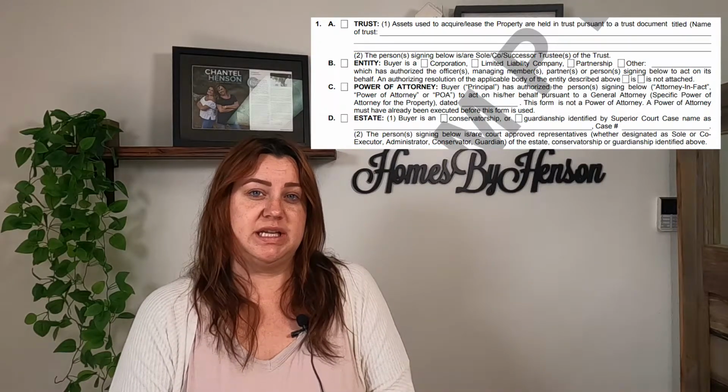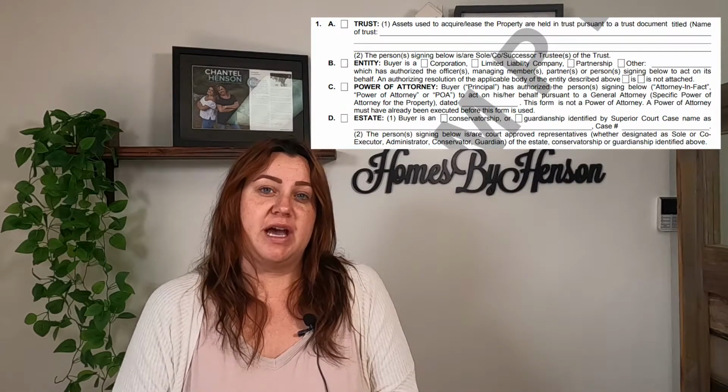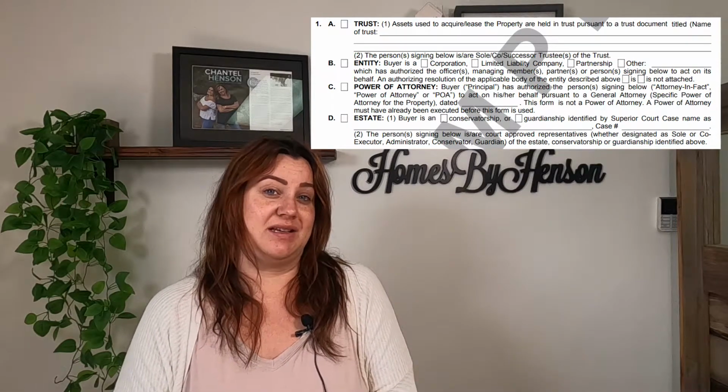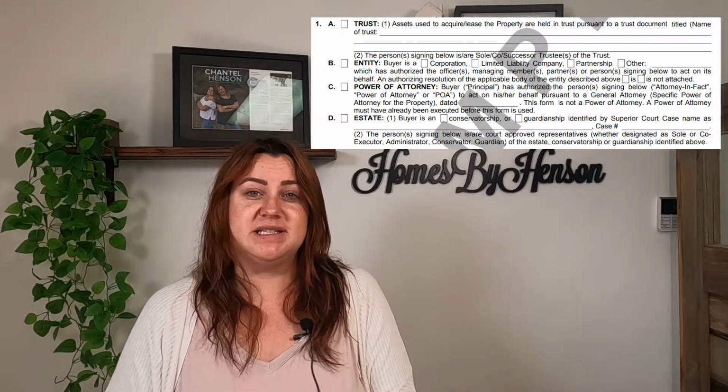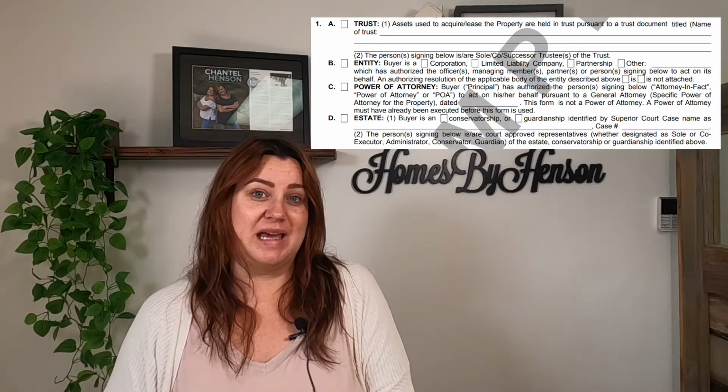And the last option is D, estate. You would check this whether the seller is an estate, a conservatorship, or a guardianship identified by a superior court case. And you would spell out the name of the case and the case number.